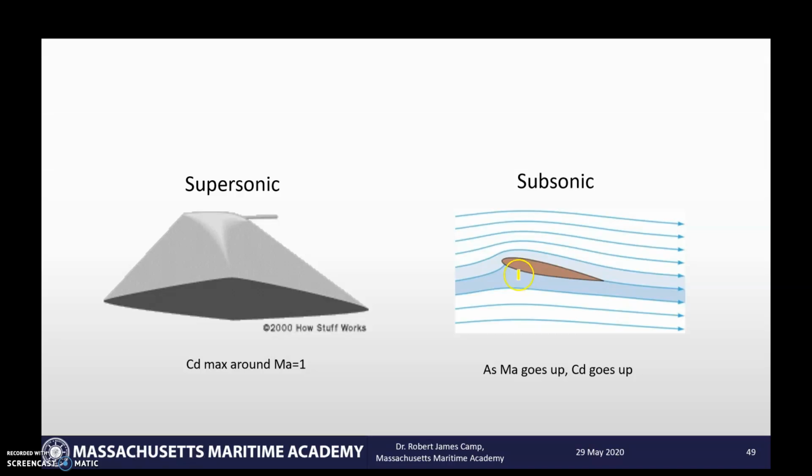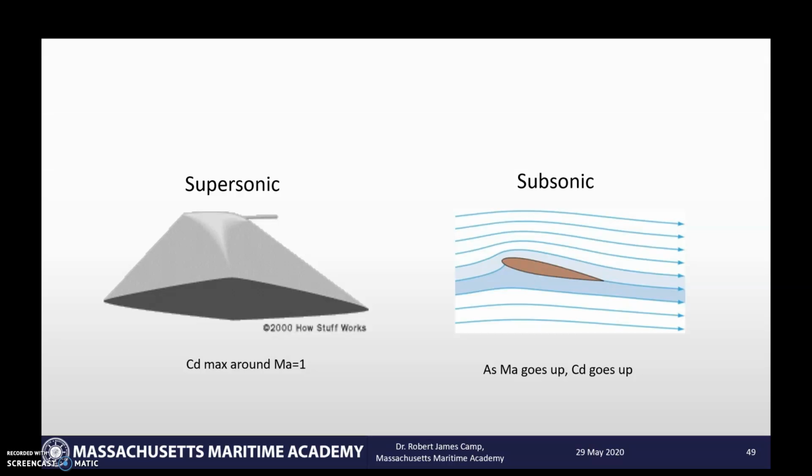Our subsonic airfoils that we looked at have this elongated teardrop shape, and as the Mach number goes up, the coefficient of drag is going to go up on this airfoil. That's just the way it's put together. Now, supersonic airfoils have more of this diamond cross-section, and once again, if you think about it, you've got those shock waves, and this is a good way to peel them off, cut through the air, peel off the shock wave. Its maximum coefficient of drag is going to be around Mach 1.